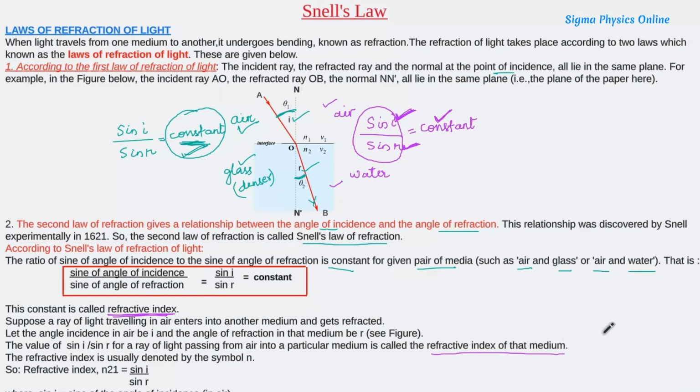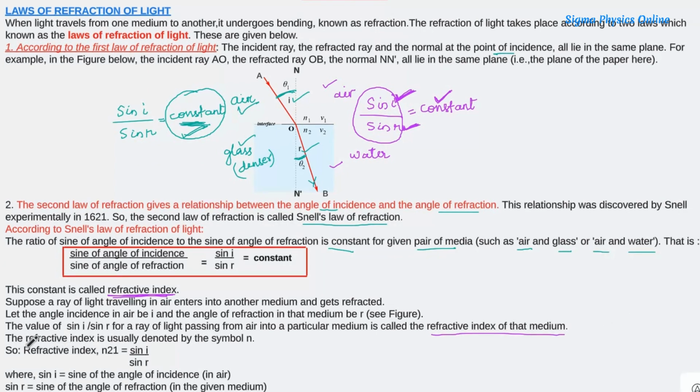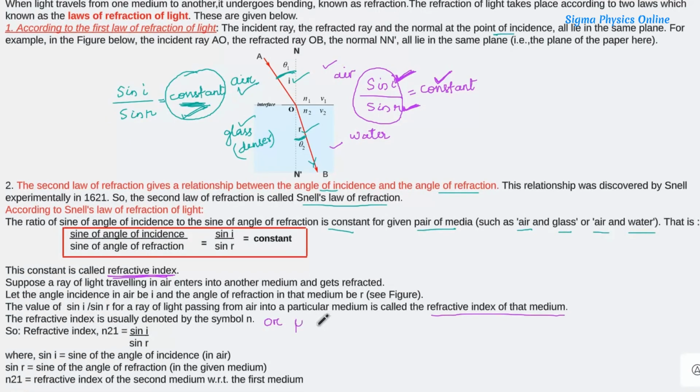That means the medium to which light is entering or going. So the refractive index is usually denoted by the symbol N. In some places you will find it written like this, mu. So the refractive index N21, it is written as a subscript N21.